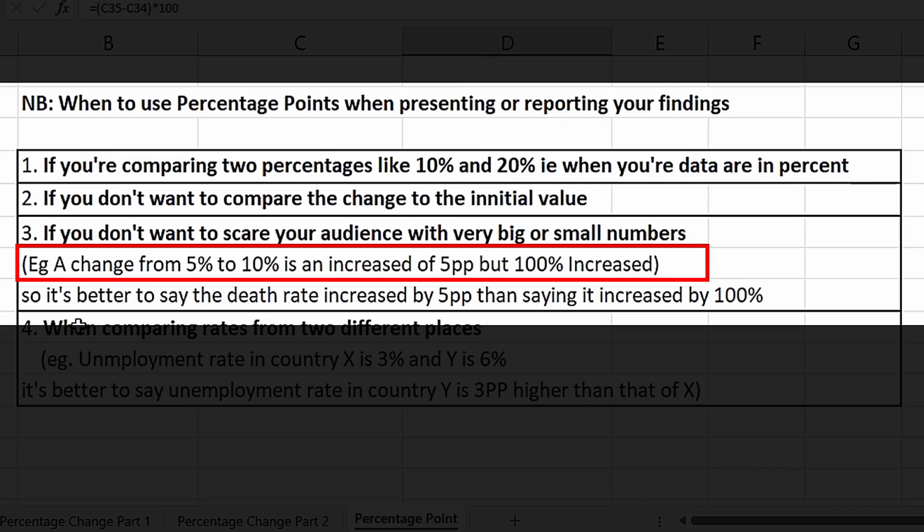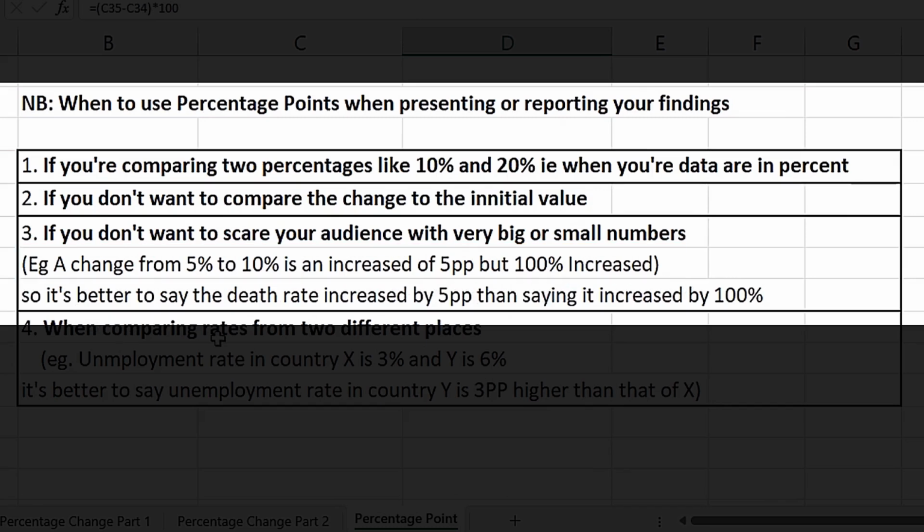For example, a change from 5% to 10% is an increase of 5 percentage points, but a 100% increase. So it's better to say something like the death rate increased by 5 percentage points than to say it increased by 100%. Remember, we are talking about death rate.